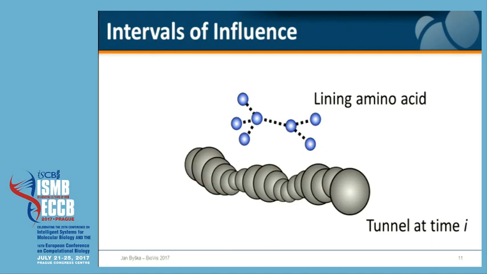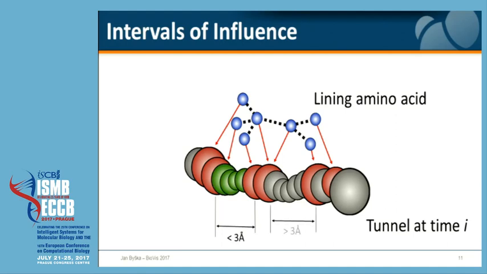Whether an amino acid influences a tunnel, and which part of it, is computed as follows. First, we find the closest sphere for each atom of the amino acid. This way we obtain separate intervals of spheres. As a second step, we evaluate the distances between these intervals, and if the distance is lower than 3 angstroms, we mark the spheres in between also as influenced by the given amino acid.